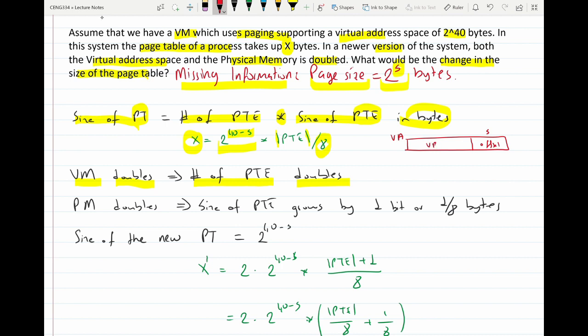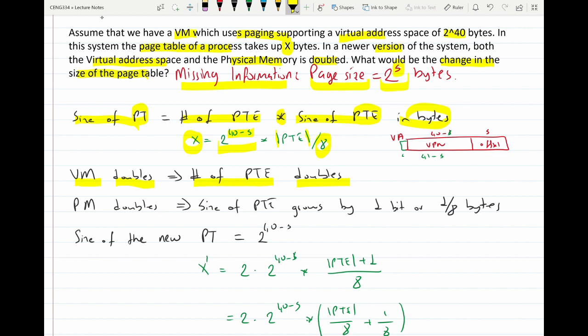And here we use for VPN 40 minus s. Now when we double virtual memory, it means that I'm adding one more bit here. So now the VPN is 40 minus s, and actually this should be 41 minus s. And as a result the size of our page table doubles because we use 41 minus s bits to index the page table.